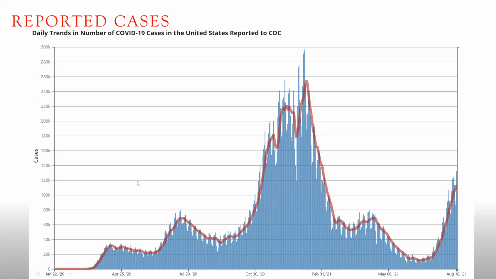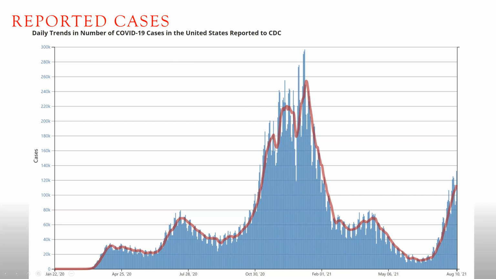This is from the Center for Disease Control. These are their statistics. So they keep track in the United States of how many daily reported COVID cases we have. And you can see the spike was, that would be what, middle towards the end of January of 2021 is where we reached our apex there.